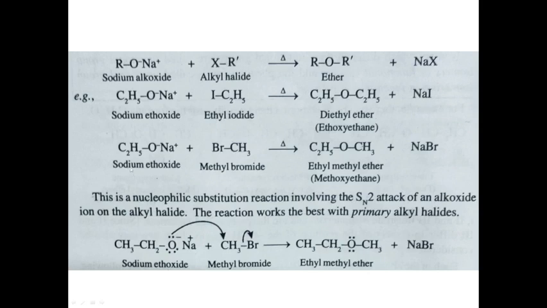Here we take sodium ethoxide reacting with methyl bromide, for example, and heat it. Instead of ethane we take methane, so we get ethyl methyl ether, or methoxyethane, and sodium bromide. This is a nucleophilic substitution reaction involving the SN2 attack of an alkoxide ion on the alkyl halide.